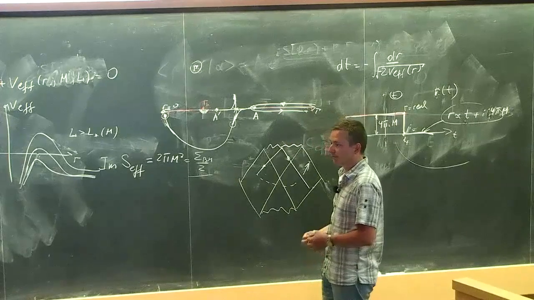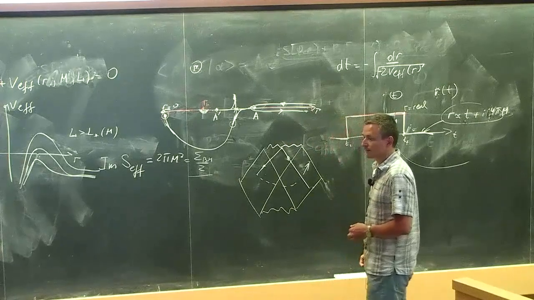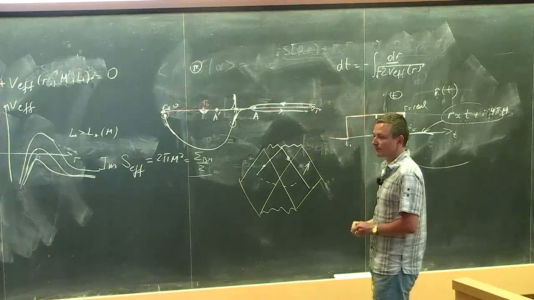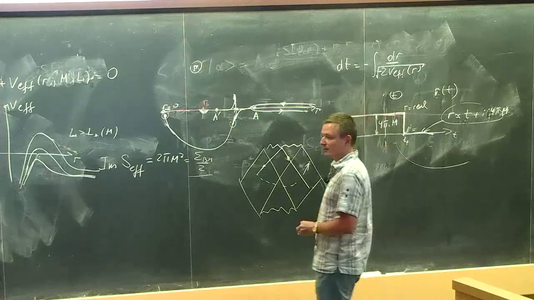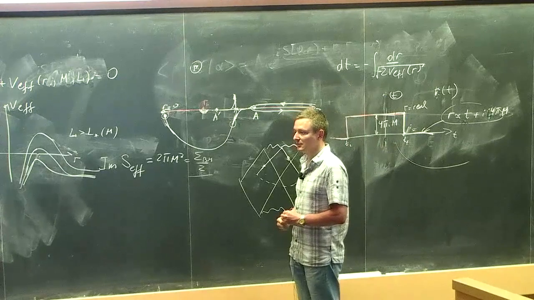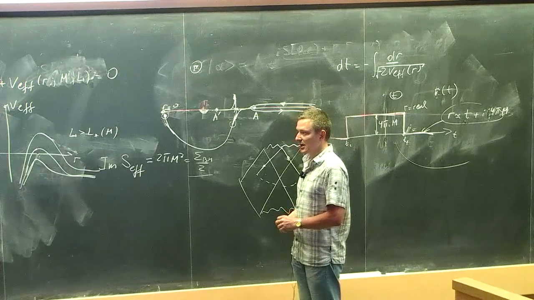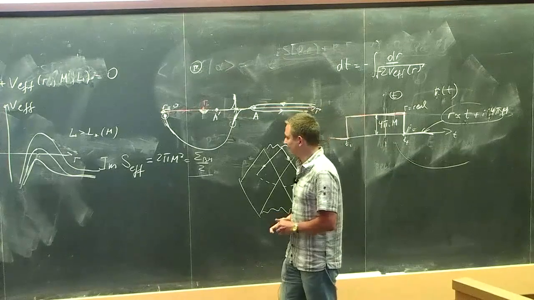So if you did the sort of Parikh-Wilczek approach to black hole evaporation by tunneling? Yes. That's just the same as this. That's just basically the same as the second half of this calculation. Yes, that's the same answer.